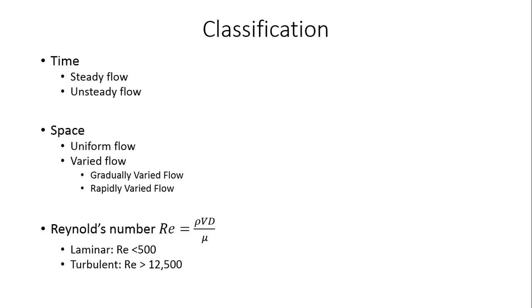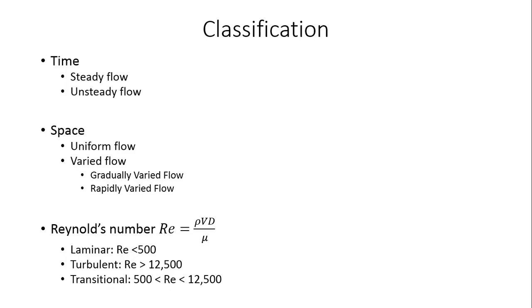Now these numbers are not exact. Okay, so it's not that if it is 501 it becomes laminar, or if it's 12,499 it's not turbulent. Okay, so these are approximate ranges. Okay, and then in between these two values, 500 and 12,500, the flow is considered to be transitional.